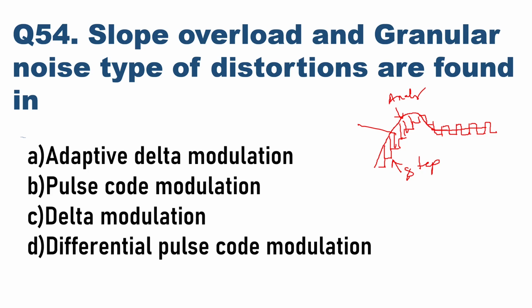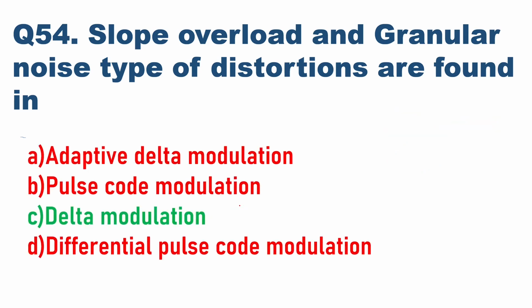And when the analog signal is not varying, the step size is still too large for it, and there comes an error called granular noise. Both these errors are seen in delta modulation. If you want to eliminate these errors, the step size should be varied, and we go to the next method, that is adaptive delta modulation. So slope overload distortion and granular noise are the two distortions found in delta modulation. So option C, delta modulation, is the right answer.